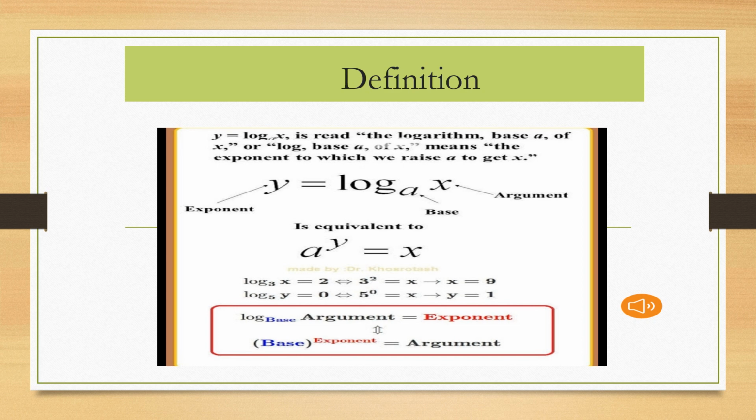The example written at the bottom is log x is equal to 2 with the base 3. If we convert this logarithmic equation into an exponential equation, we will write it in the form 3 raised to the power 2 is equal to x. So the answer of x will be 9.